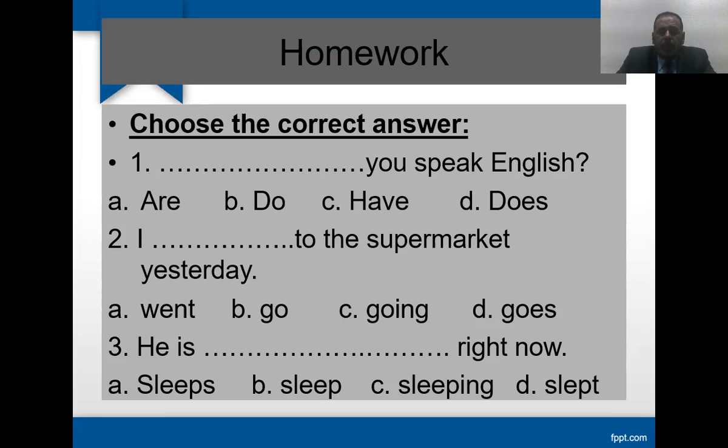I went to the supermarket yesterday. We have present simple first, the second past simple. Yesterday. Concentrate. Went, go, going, or goes. Number three. He is sleeping right now. Right now. Present progressive. Sleep, sleeps, or sleeping, slept.